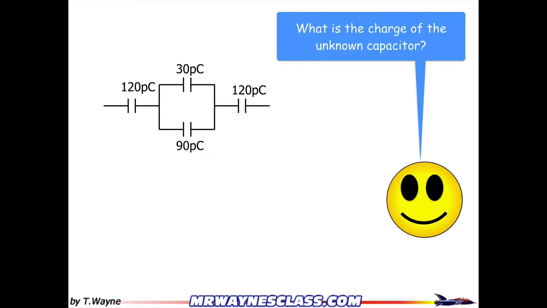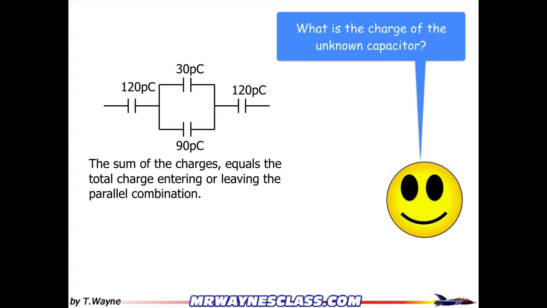Hopefully you've seen that it's 90 picocoulombs. So the sum of the charges coming into a junction has got to equal the sum of the charges leaving the junction, because it's all got to be conserved. And when it splits up into two branches on a parallel circuit, whatever one branch gets, the other one gets the remaining pieces of. So the 30 and the 90 have to add up to 120.